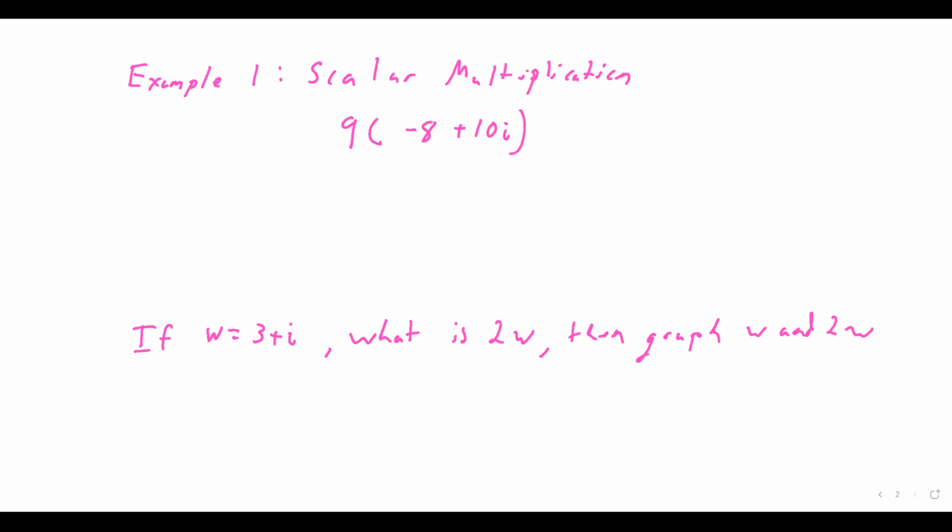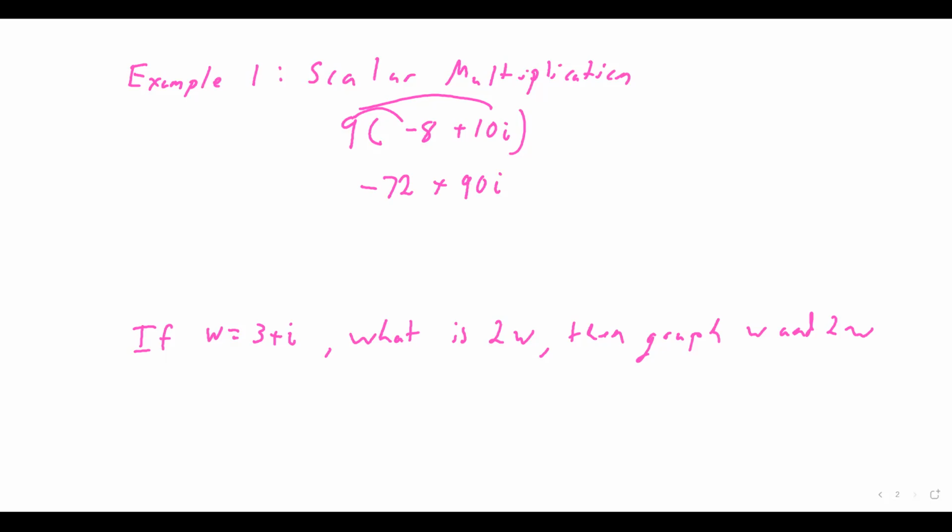And how do you just get that? You just distribute. That is what scalar multiplication looks like. So you would literally go 9 times -8, which is -72, 9 times 10, which is 90i. Yes, these are part of your notes.